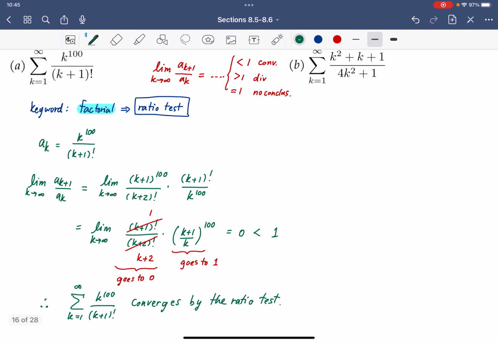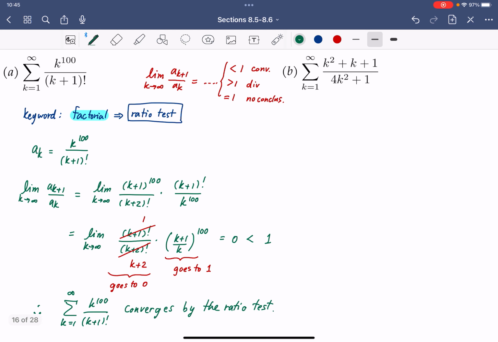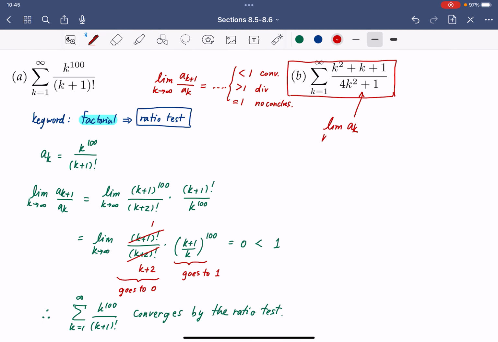Alright, so let's move to part B here. What if you see the summation of (k squared plus k plus 1) over (4k squared plus 1), k starting from 1 to infinity here? What would you do if you see a series like part B here? First of all, you can see that there are so many ways to do this question. If you go back to the guideline, the guideline says that the first test you should try to use is the divergence test, because you can define this thing as your a_k. If you define this thing to be your a_k, you can take the limit of a_k and see if it is equal to something that is not equal to 0 or not.